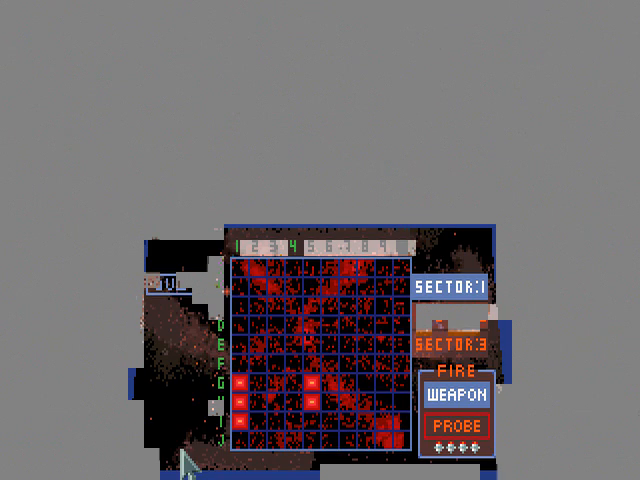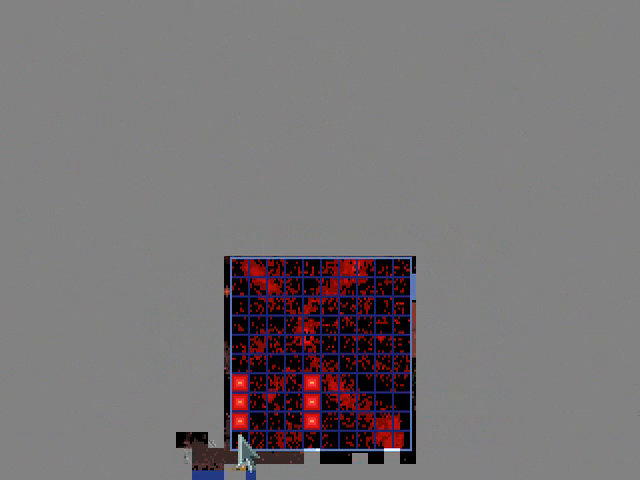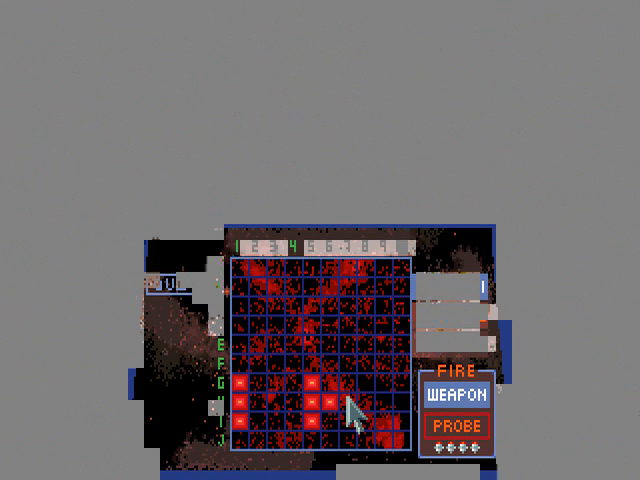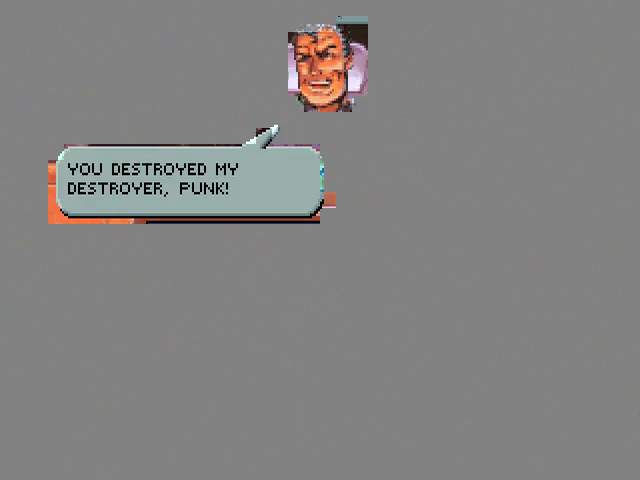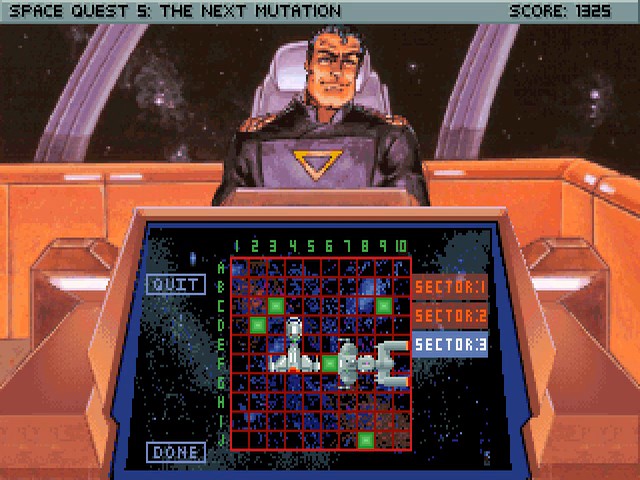Good, he's missing now. I don't think he really has much of a strategy, he's mostly random. That's also why I'm not using probes, because although I would like to show you them, they waste shots! And the quicker we're done, the less chance he has of destroying one of ours. Good! You destroyed my destroyer, punk! Indeed I did! That seems to be a good occasion to save again.